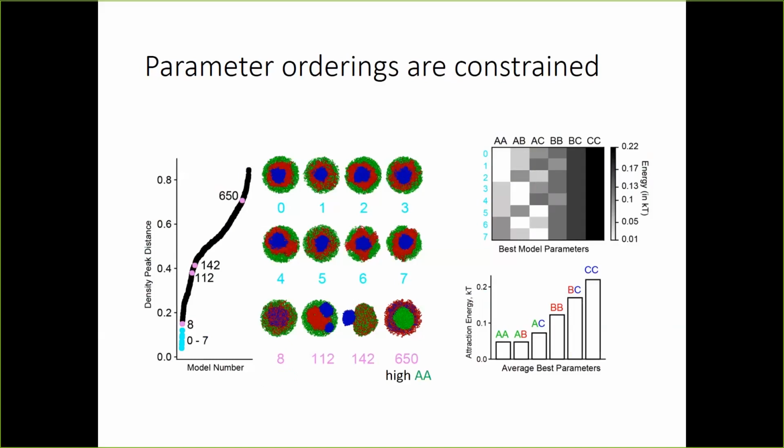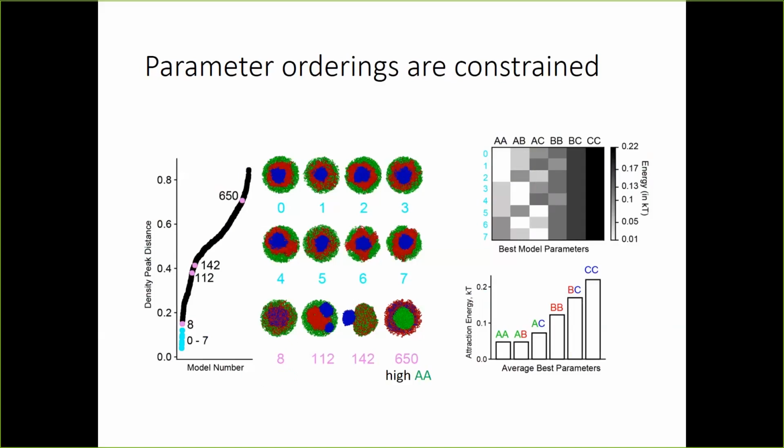If you have a particularly high AA attraction, so this is an interaction between active chromatin, what you have is the formation of a large central euchromatin cluster, which is completely the opposite of what you'd like to see.